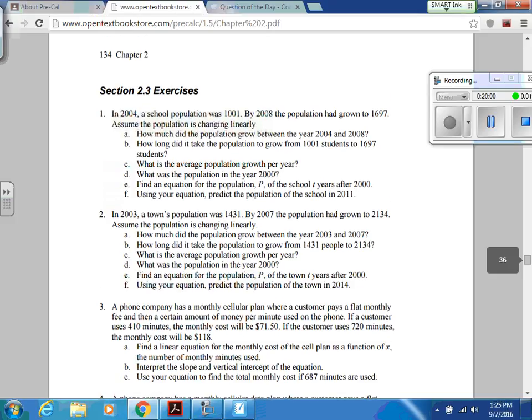Alright, see this? This is homework that's in your book. I don't know if you knew that, but there's homework problems in your book. Let's look at number 1.